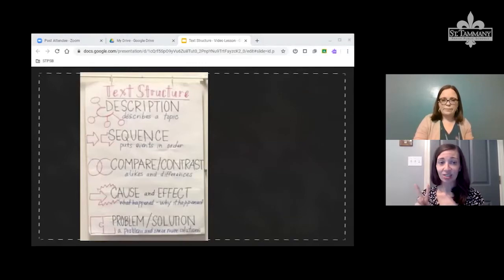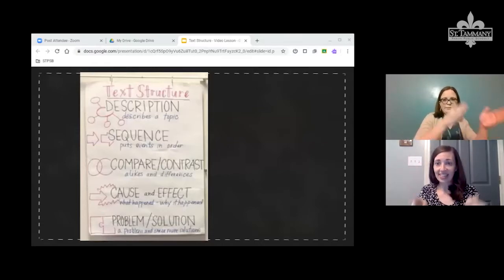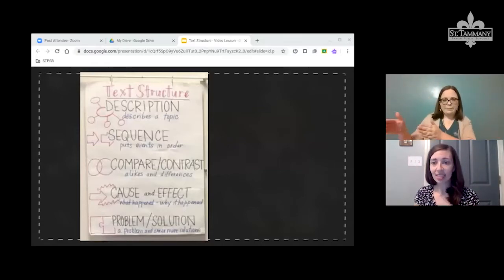Our second text structure that we're going to talk about is sequence. And our hand motion for sequence is like this. If you take your hands and kind of almost like you're putting down boxes, right? We're going to put our events in order. So do that with me. We're putting our events in order. And that's what sequence does for us.